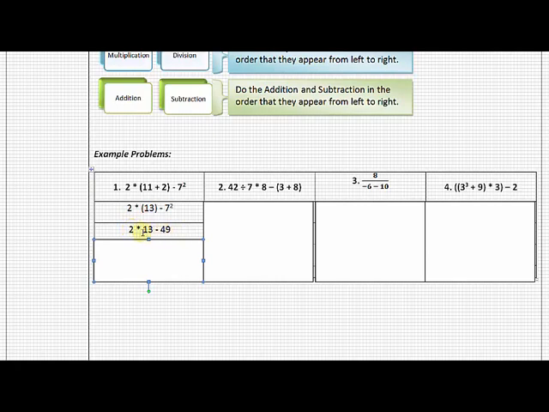So I have a couple different problems here. I have 2 times 13. I also have 13 minus 49. Because multiplication and division come before addition and subtraction, we're going to do the 2 times 13 first, which gets us 26. So we have 26 minus 49. Since we're subtracting a larger number here, or adding a larger negative, then we're going to end up with a negative value. Our answer should be negative 23.